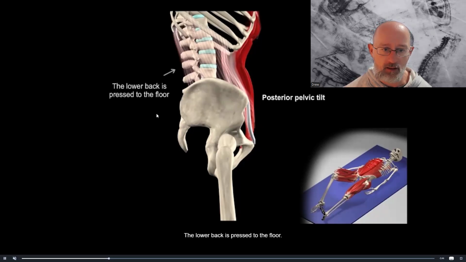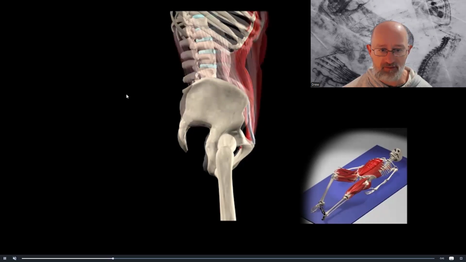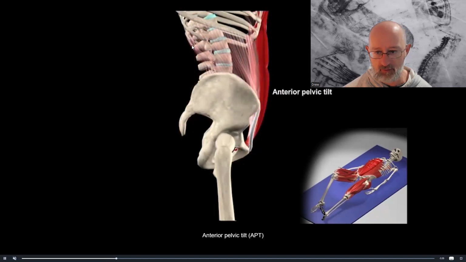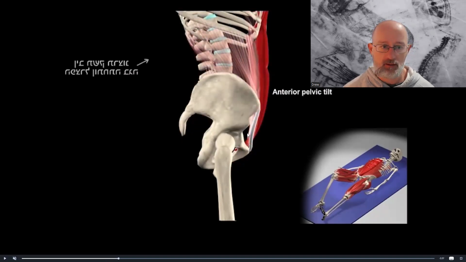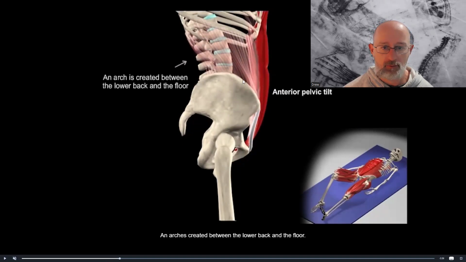And then we have where the lower back is compressed into the floor. Then we have the anterior pelvic tilt here, where the arch is created in your lower back. Here the abdominals are in a lengthened position, and the pelvis is rolled anteriorly, or forward. So that pubic bone has now gone downwards. The tailbone, the coccyx, is lifted up. The ischial tuberosity is also lifted up. So you get this rotation in this direction.